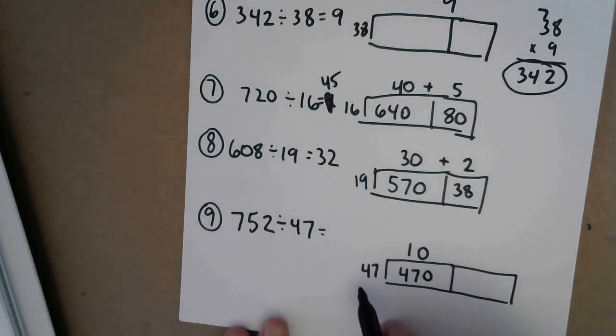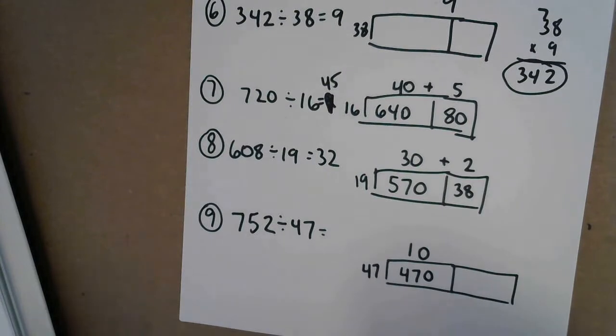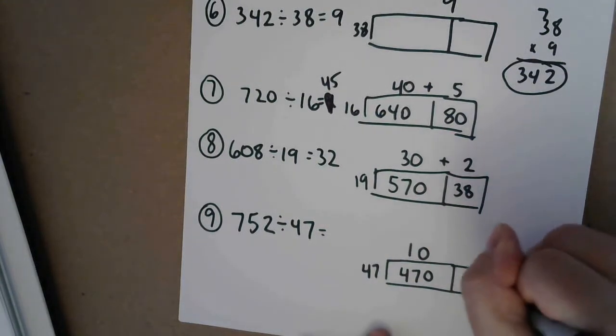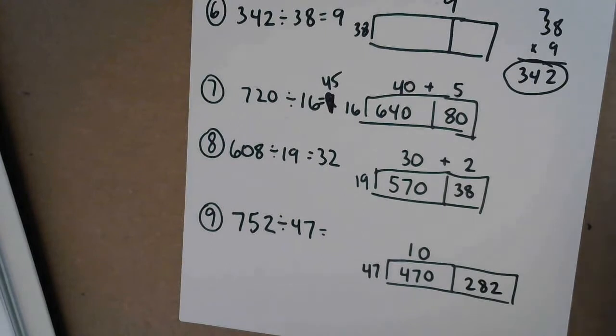I know that 470 divided by 47 is 10. So now I need to think, well, what's left over? So I have 752, subtract 470, and I'll do the math here again, quickly. I come up with 282. Now you might think, oh boy, 282, that's a big number. Is that even divisible by 47? It is. We can make a list of multiples for 47 if we wanted to. In fact, let's do that real quick here off to the side.